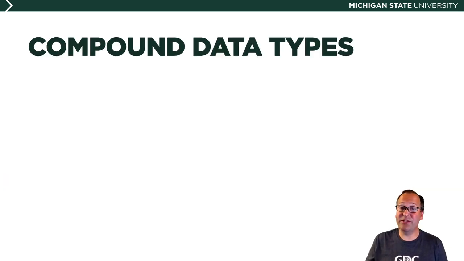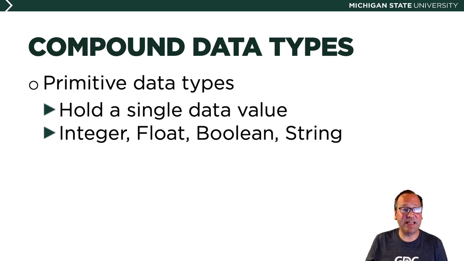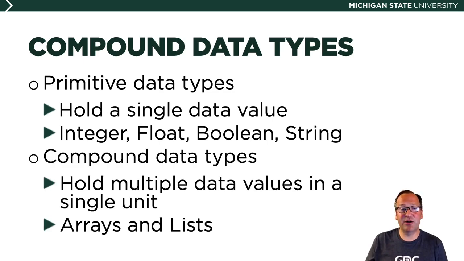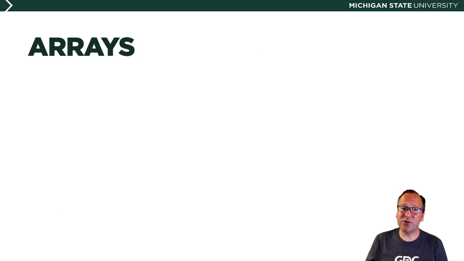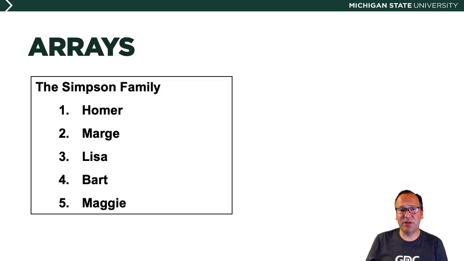The variables we've been talking about so far are primitive data types. That is, they hold a single data value, such as an integer, float, boolean, or string. You can also create variables that are compound types that holds multiple data values. In C#, arrays and lists are compound data types that you can use. Arrays are great for storing predefined lists of related information. For example, if you want to store a list of family names, you could do so in an array.